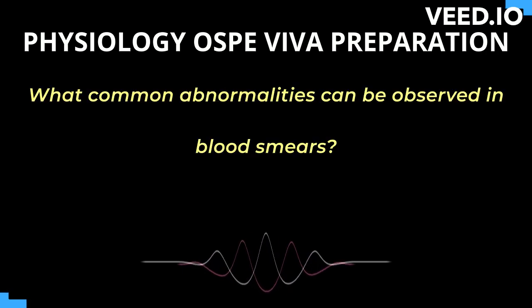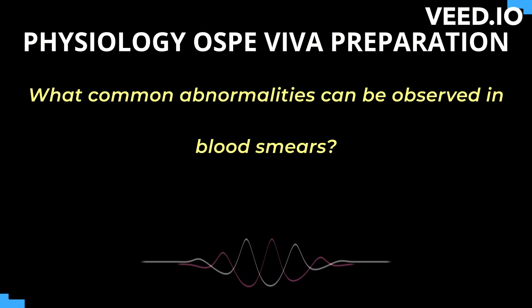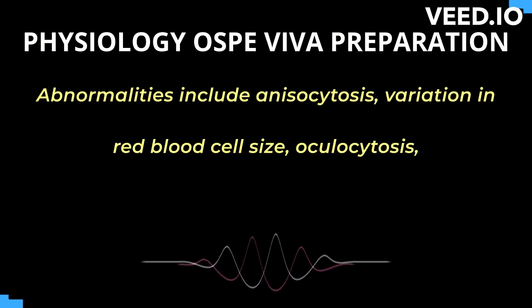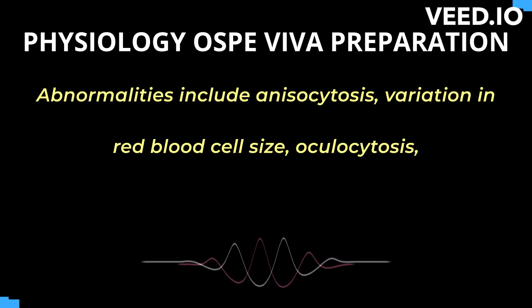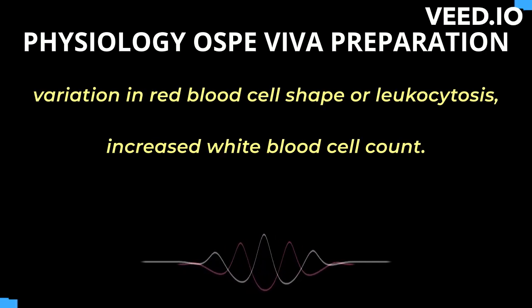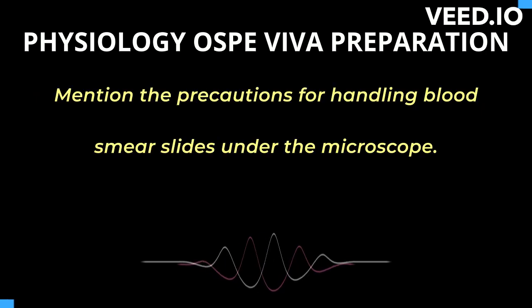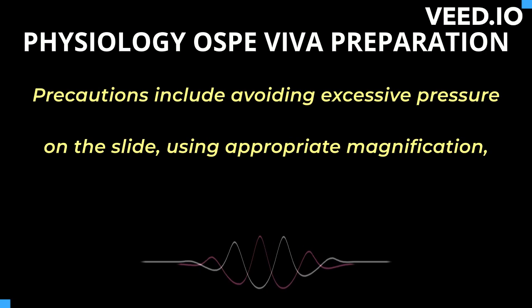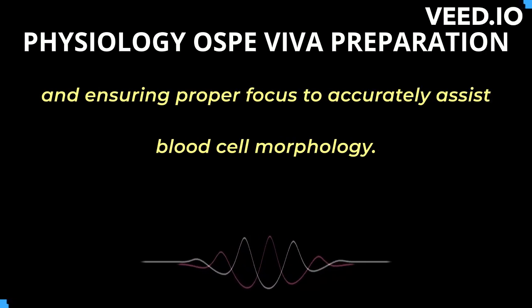What common abnormalities can be observed in blood smears? Abnormalities include anisocytosis, variation in red blood cell size, poikilocytosis, variation in red blood cell shape, or leukocytosis, increased white blood cell count. Mention the precautions for handling blood smear slides under the microscope. Precautions include avoiding excessive pressure on the slide, using appropriate magnification, and ensuring proper focus to accurately assess blood cell morphology.